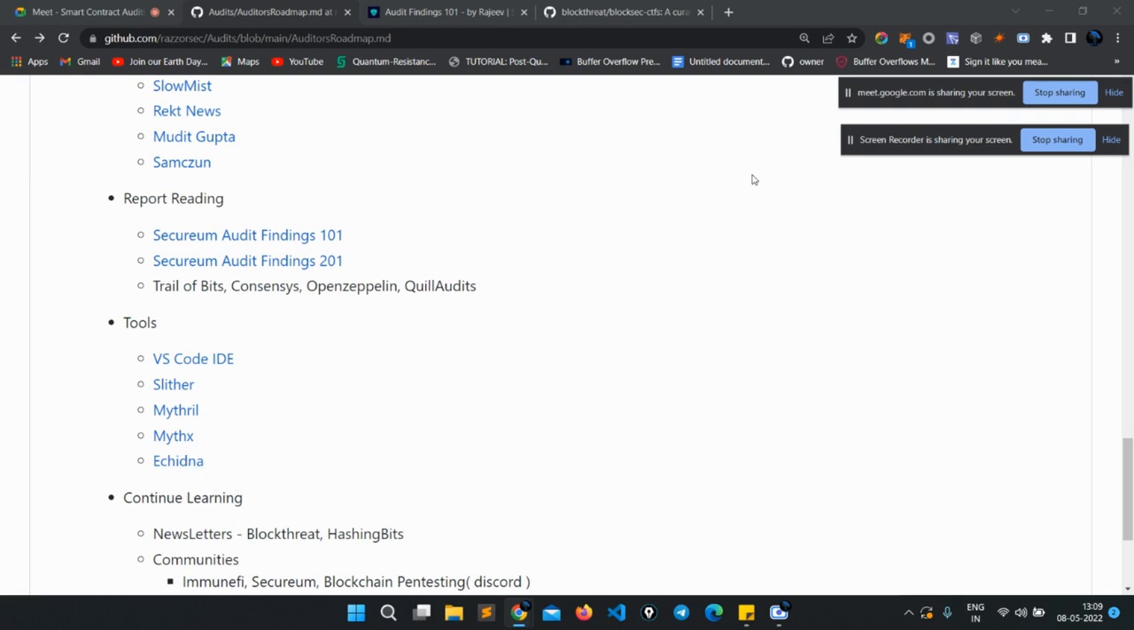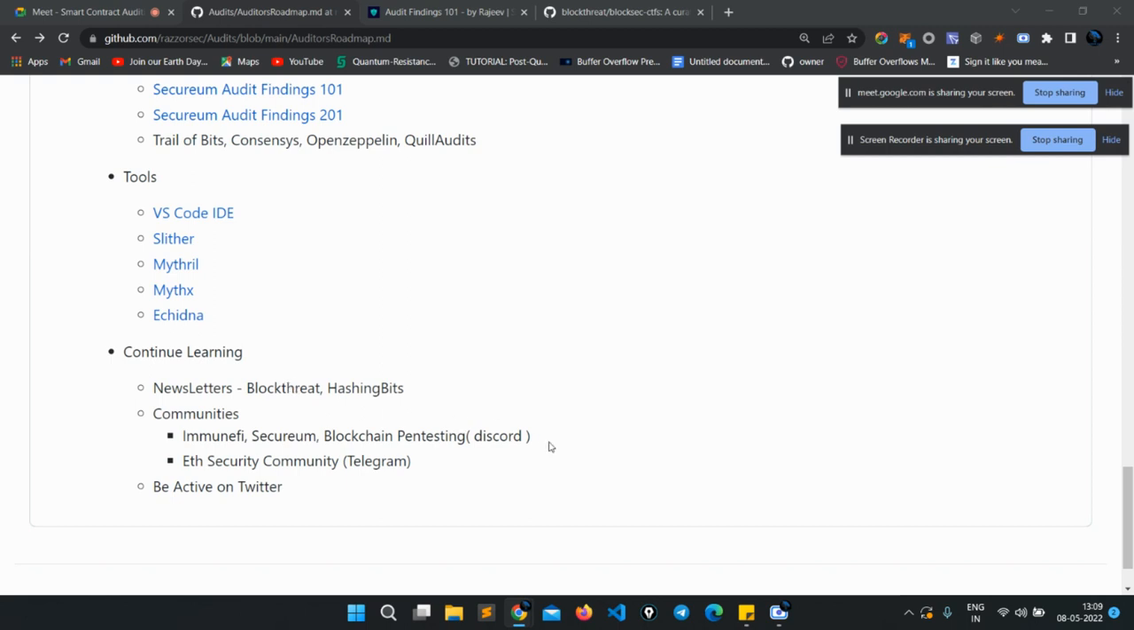Echidna is a fuzzer that you can use while testing. So let's say you have a function and you want to test for a couple of parameters, but like let's say 100 or even 1000, right? So in order to do that, Echidna comes very handy, because obviously you won't be going out and writing test cases for those hundreds, 100 and 1000 parameters, right? So that is one thing.